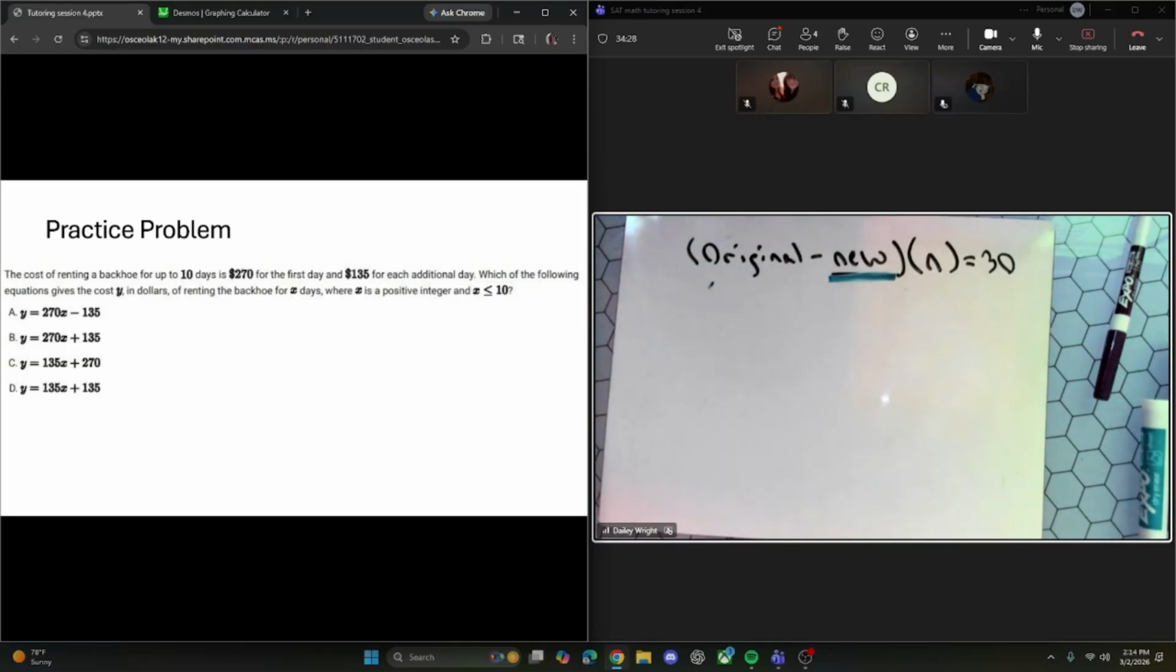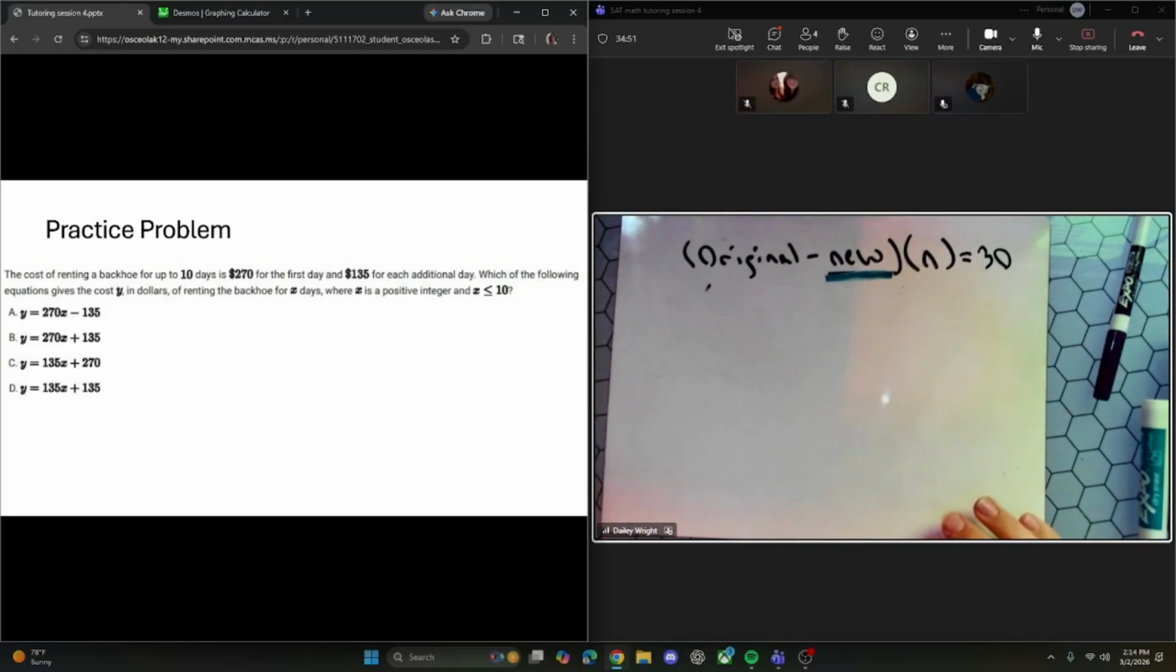The cost of renting a backhoe for up to 10 days is $270 for the first day and $135 for each additional day. Which of the following gives the cost y in dollars of renting a backhoe for x days, where x is a positive integer and x is less than or equal to 10? That last part doesn't matter. The last part on the first question did not matter.